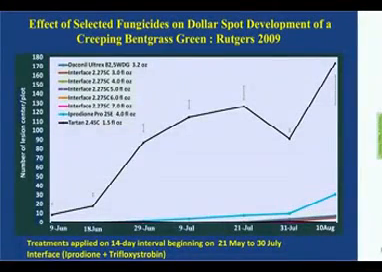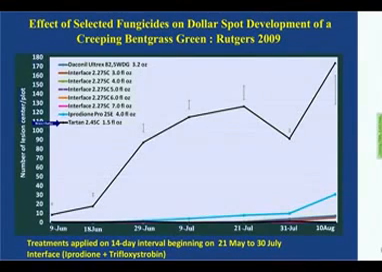If I show you some data from Rutgers over the past few years, a good example would be some data from 2009. We looked at the effect of selective fungicides on dollar spot development on a creeping bentgrass green in this particular instance. You can see that the black line is just the untreated, and it has a tremendous amount of disease, peaking at about 175 dollar spots per 3 by 9 foot plot. The fungicides listed here, from Daconil down to Tartan, were applied at 14-day intervals starting the end of May and continued through the end of July.